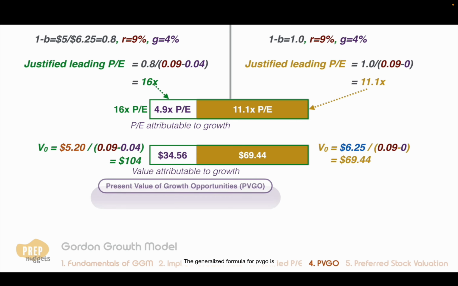The generalized formula for PVGO is therefore the intrinsic value of the stock minus E1 over R, where E1 is the forward earnings. You may be wondering, why is it not D1? In effect, it doesn't matter, because this component is calculated based on 0 growth, which means 100% dividend payout, so the earnings is equal to the dividend. I hope you see the relationships here.